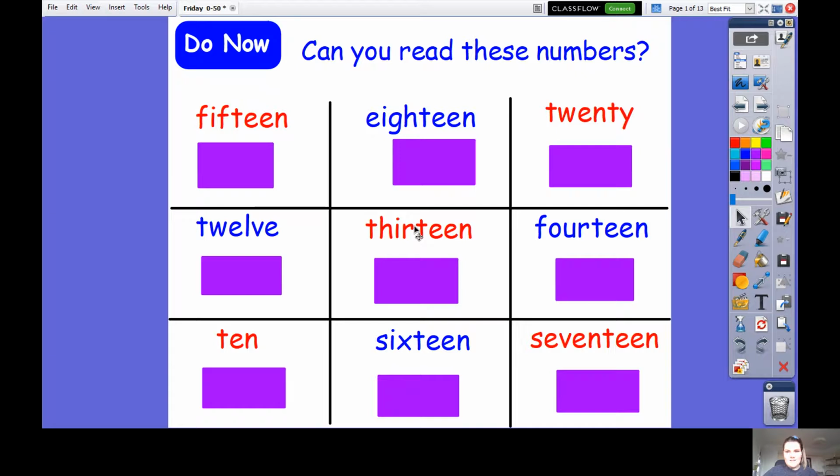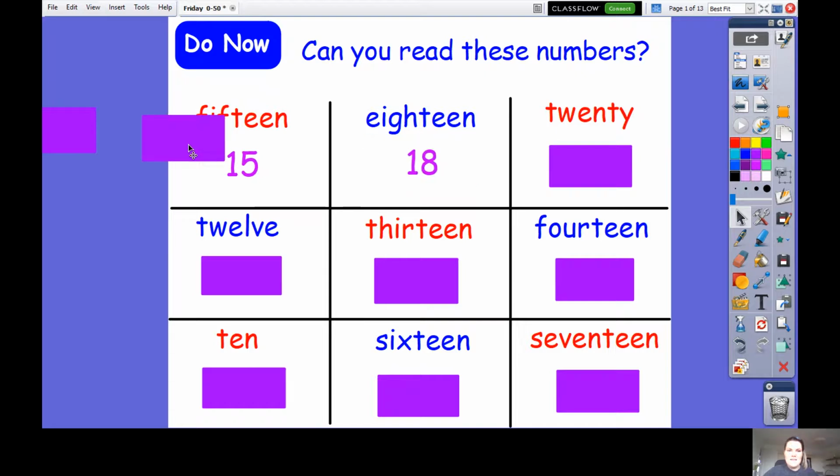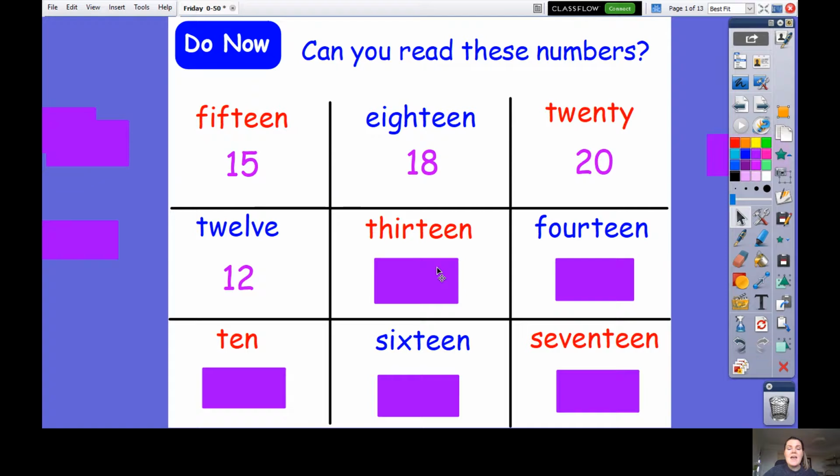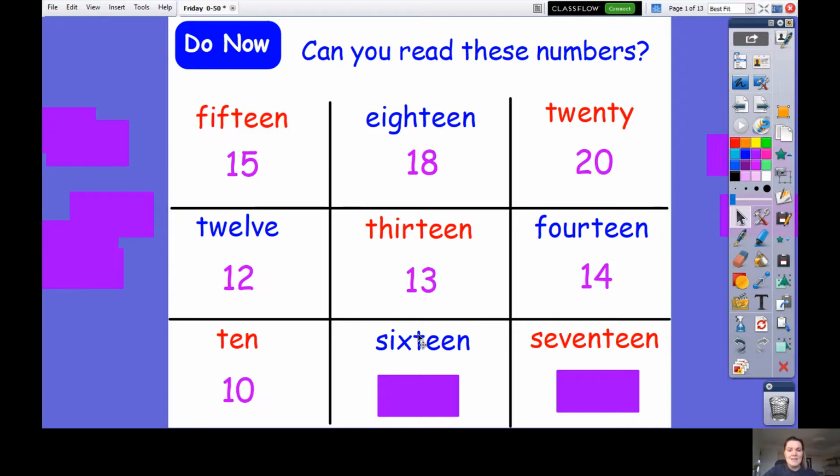Fantastic. All right, let's see if we can read them together. This number is 15. Very good. And what's this number? 18. Very good. And this one? 20. Fantastic. 12. Very good. 13. 14. 10. And the last two? 16 and 17. Amazing. Well done. You managed to read all the written versions of the number.